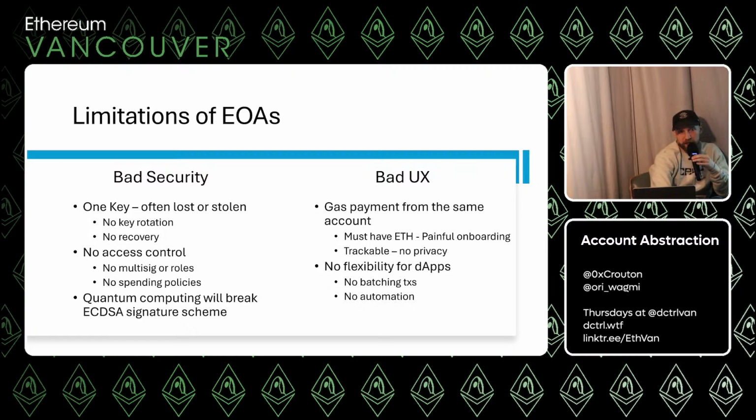And there's no automation. Say I wanted to do some kind of strategy like a DCA strategy, where every week I want to buy $1,000 of USDC with my ETH or something like that. You can't actually do that with an EOA natively. You can give away your key to some centralized service to do things on your behalf, but that's just asking for trouble.